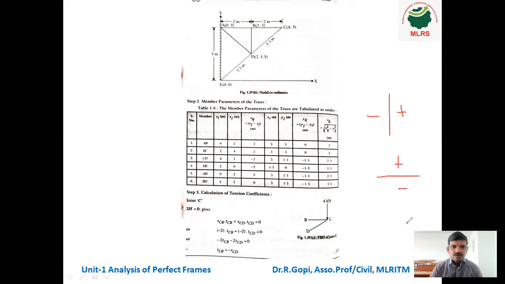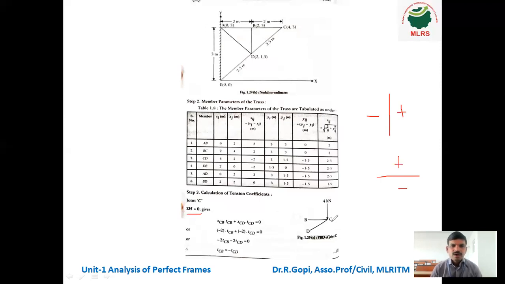Now we have to take the first joint with a maximum of two members. A joint carries only two members. Always remember, in case of a cantilever truss, we always have to start from the free end. Next, summation of H is equal to 0. First I am taking summation of H is equal to 0, the equilibrium equation.